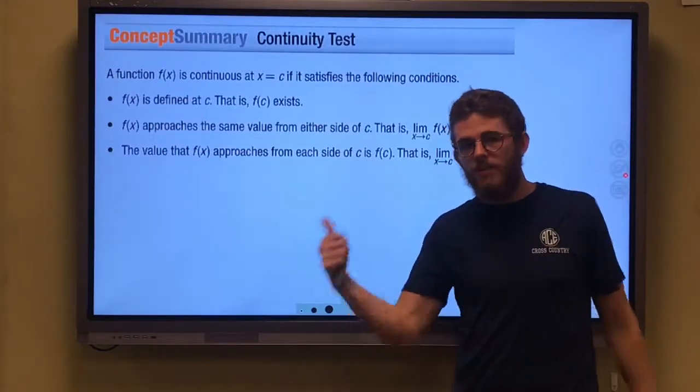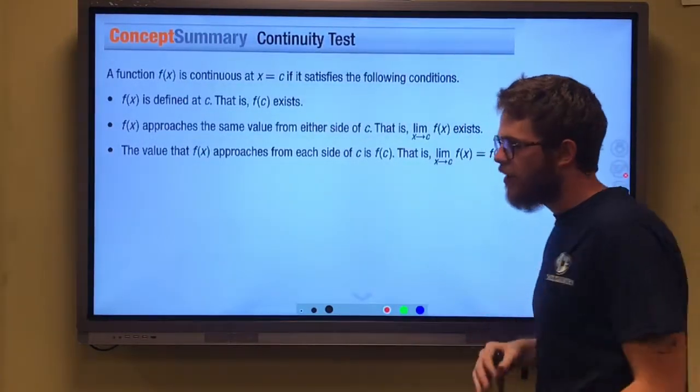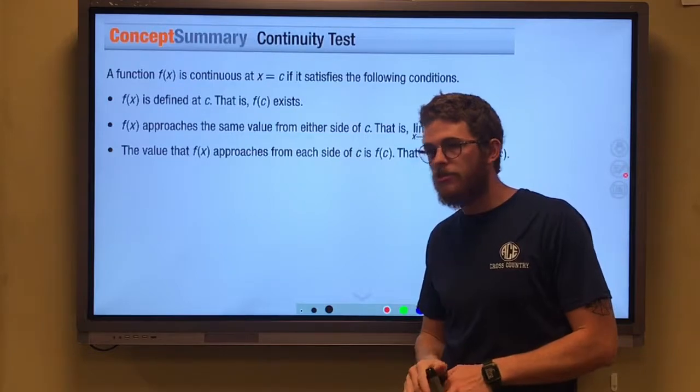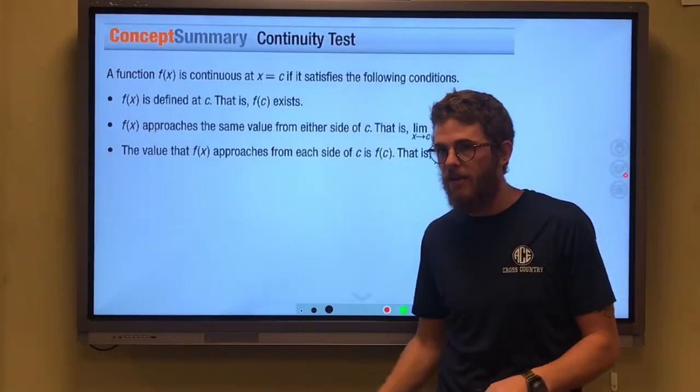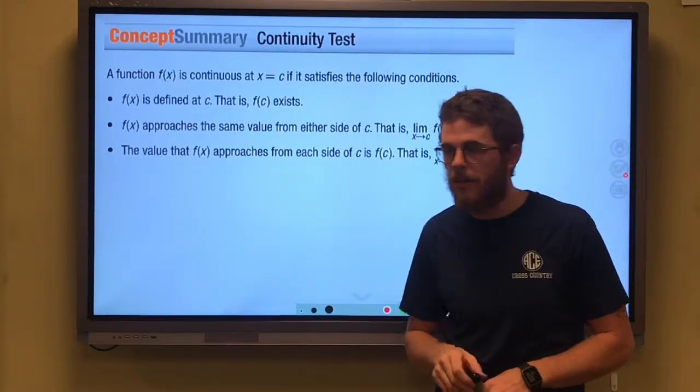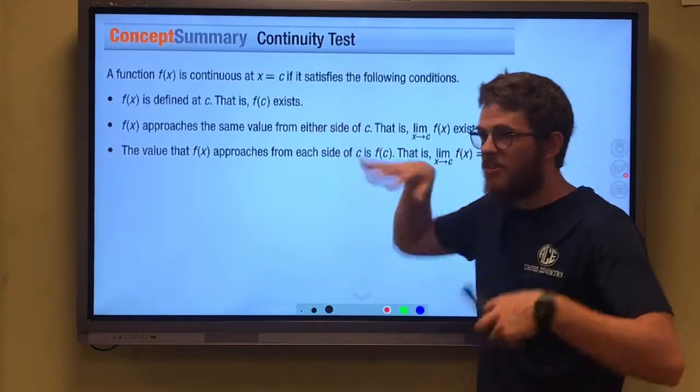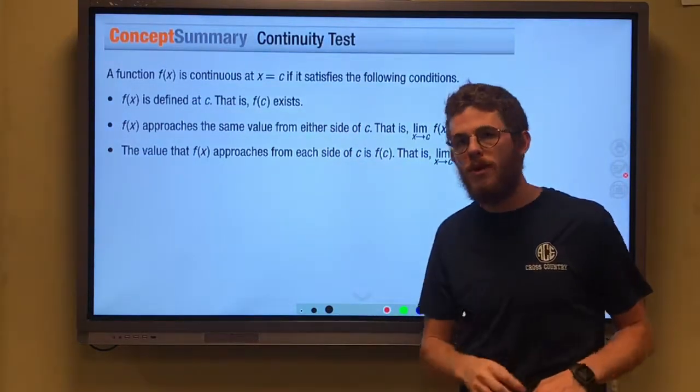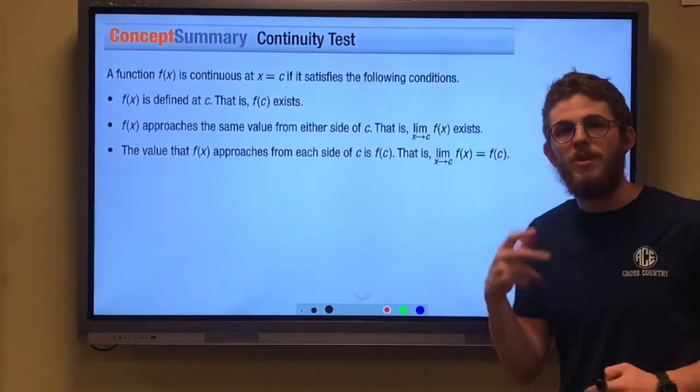Looking at our test for continuity. We can actually test. We don't have to just guess by looking at a graph or trying to figure out what our calculator is telling us. But no, we have a test for it, and it has to meet three qualifications in order to be continuous.